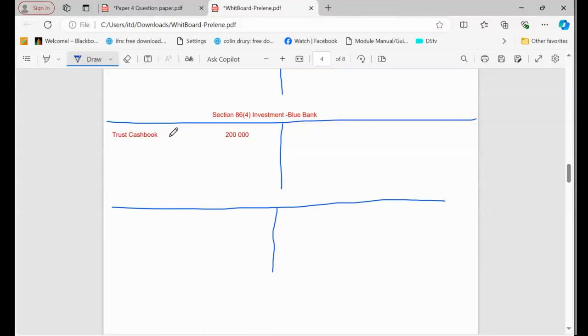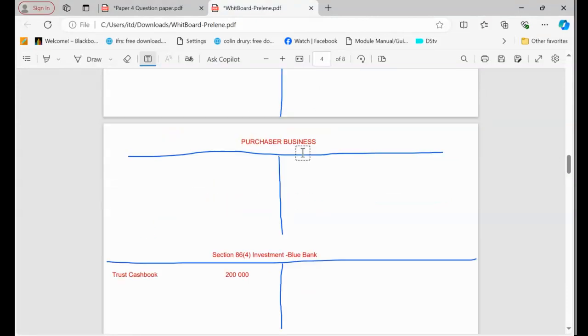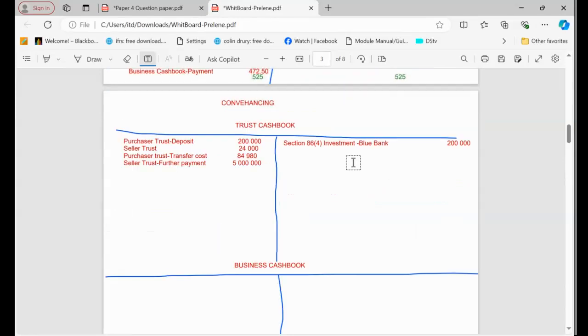Can you see now? We just see the money lying around. We say, let's go and invest because we know the advantage of investing. So we're going to call it subsection 3 investment. I think this one was from Green Bank. Same procedure. I'm going to take the money out first.